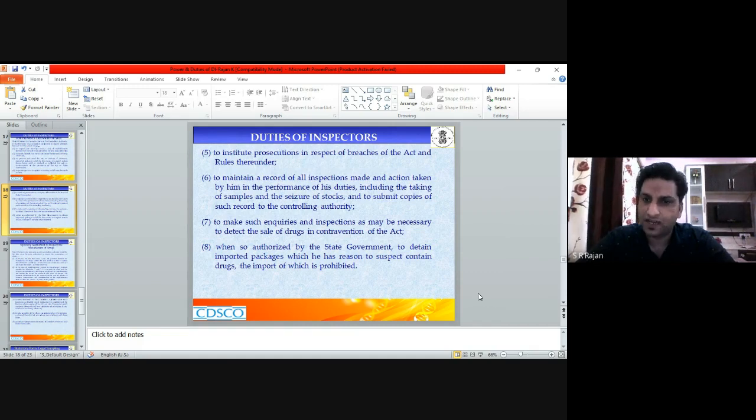To make such inquiries and inspections as may be necessary to detect the sale of drugs in contravention of the Act, and, if authorized by the state government, to detain imported packages which he has reason to suspect contain imported drugs which are prohibited. Means if he suspects or has reason to believe that it is a prohibited drug that is imported, then he also has the power to take action.